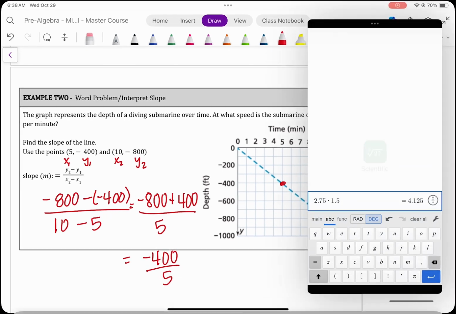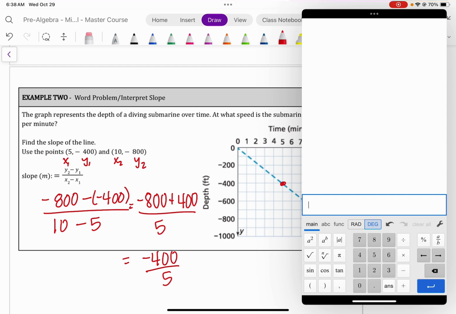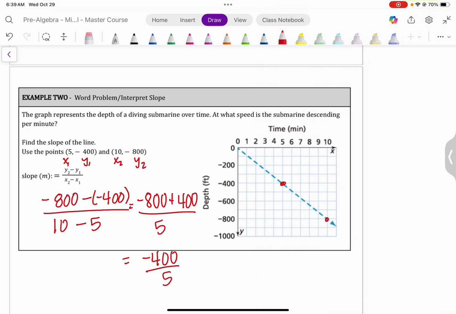And if you want to, we're going to simplify that one more step. So negative 400 divided by 5 is negative 80 over 1. And that's negative 80 feet every 1 minute. And that's it.